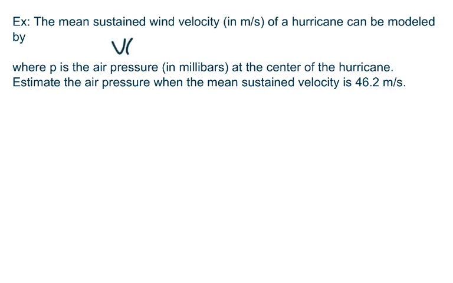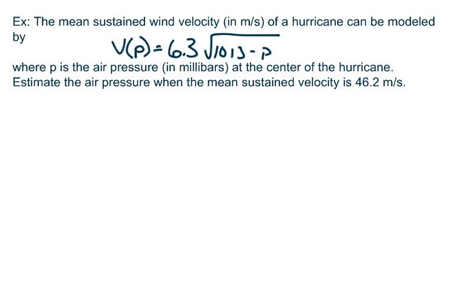It's going to be V of P is equal to 6.3 times the square root of 1013 minus P. Okay, so V of P is equal to 6.3 times the square root of 1013 minus P, where P is the air pressure in millibars at the center of the hurricane. Estimate the air pressure when the mean sustained velocity is 46.2 meters per second.